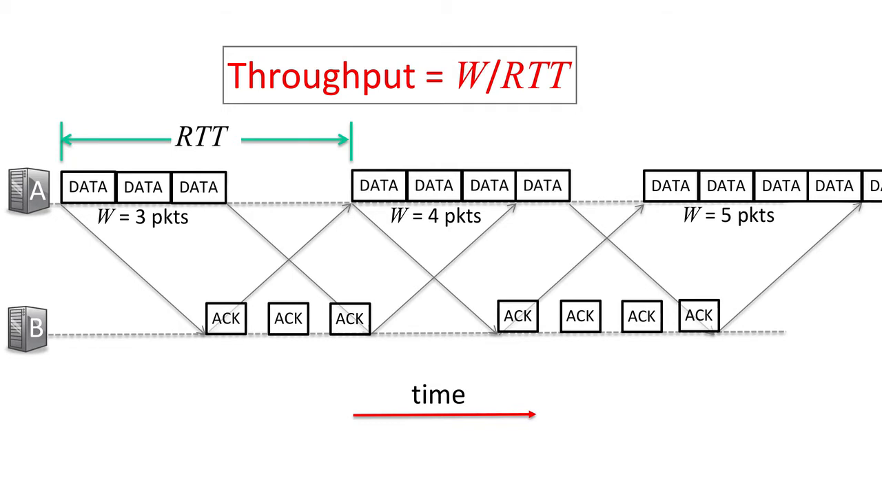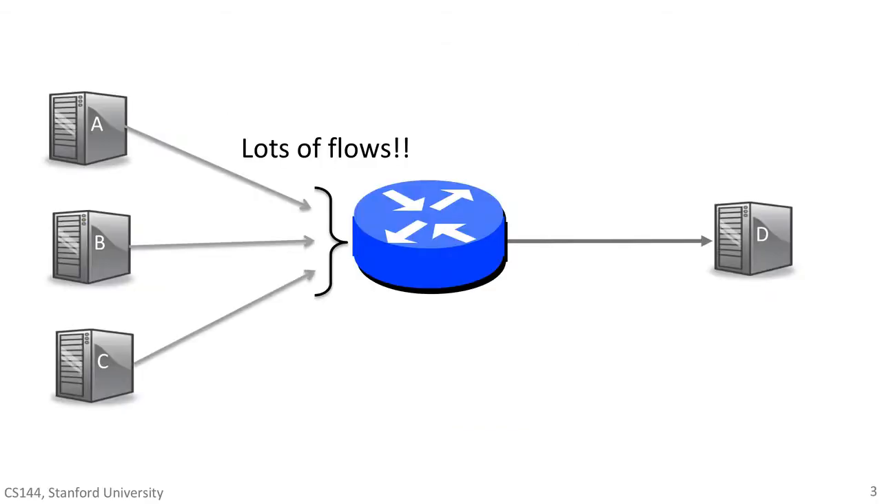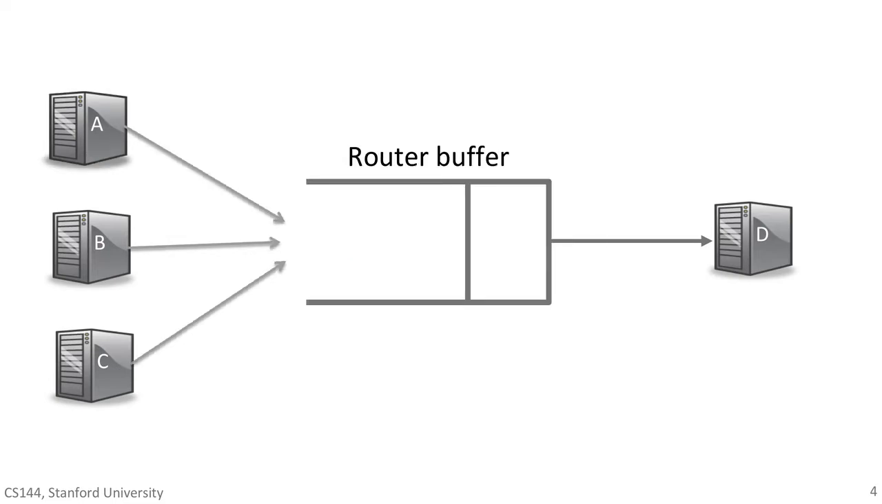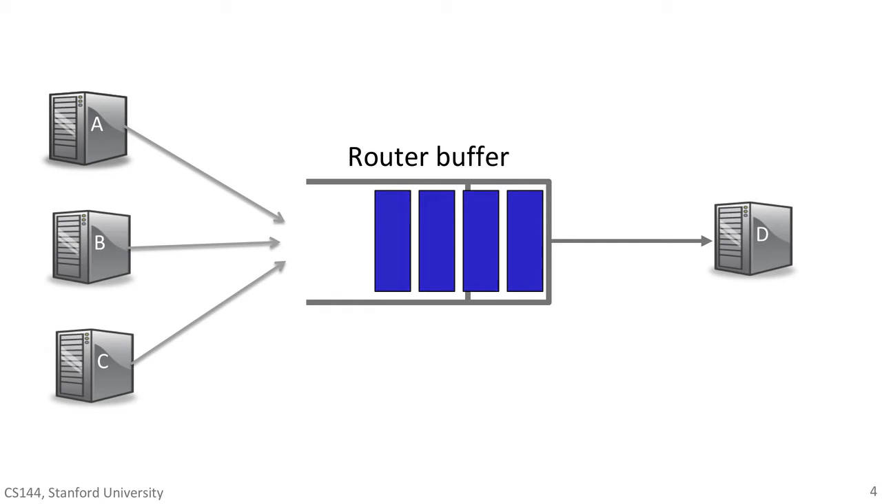Let's take a look at the packet buffer inside a router that is a bottleneck for lots of flows. At any one time, the router buffer has lots of packets in it from lots and lots of different flows. It's not uncommon for a router buffer to be able to hold hundreds of thousands of packets, and they will come from many, many different flows. It's just a logjam through this buffer.